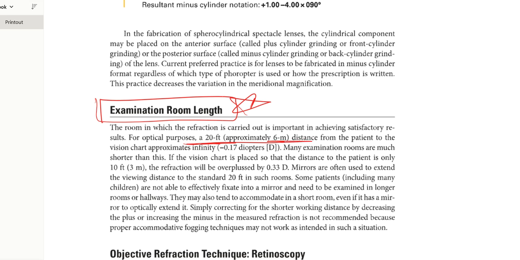20 feet, and when the distance is decreased, like 10 feet, we read this.